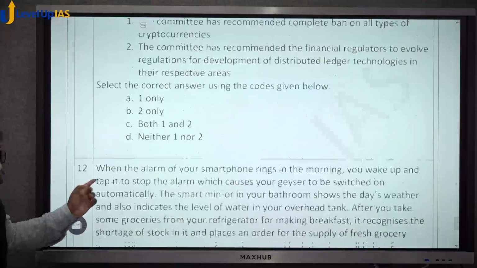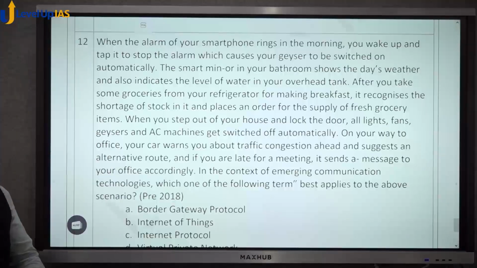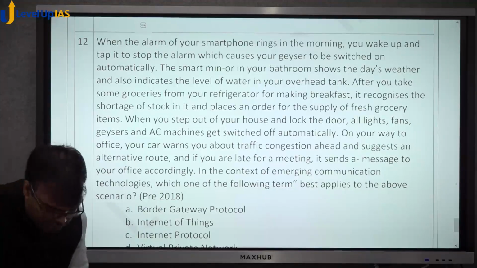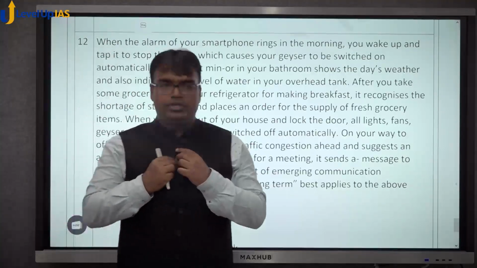क्वेश्चन नंबर 12. अच्छा, इंटरनेट ऑफ थिंग्स का आ गया है. चलिए, should we stop here today? Okay, we'll stop here today. Tomorrow we'll continue with this. I'll also provide you second booklet on computer and IT. Okay.